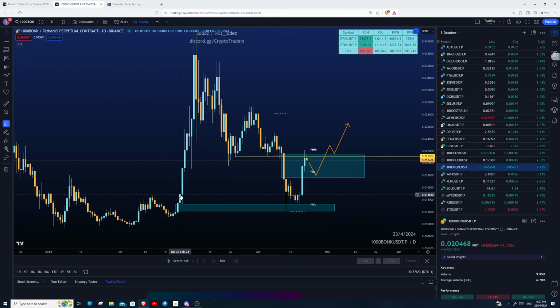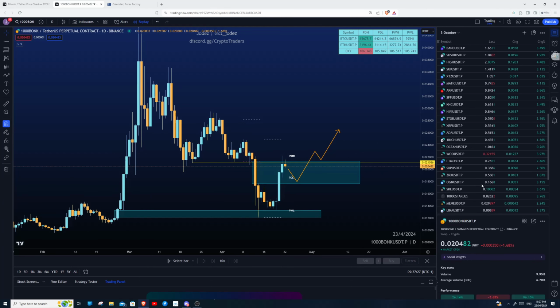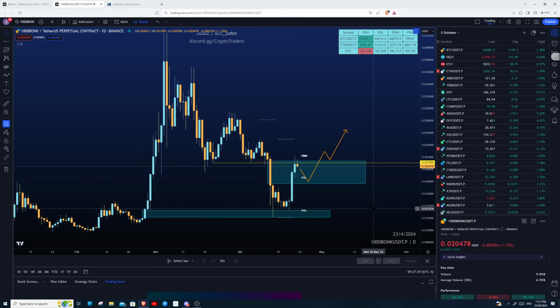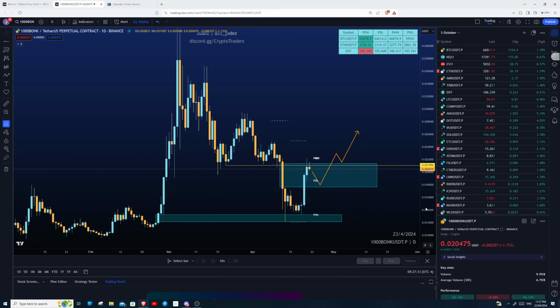In terms of whether it has bottomed out, it probably has, which is also the case for most coins on the market right now, since everything does follow Bitcoin.